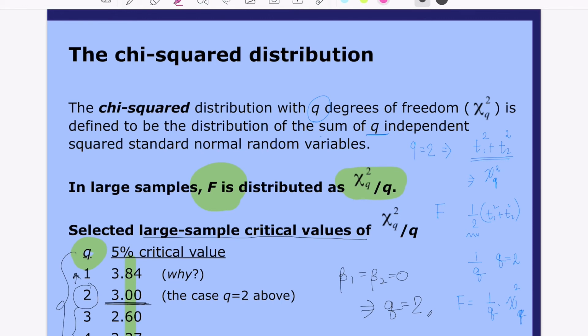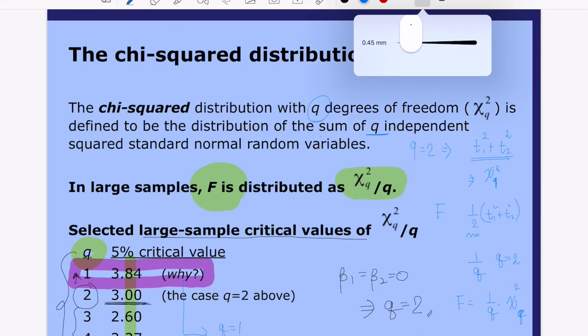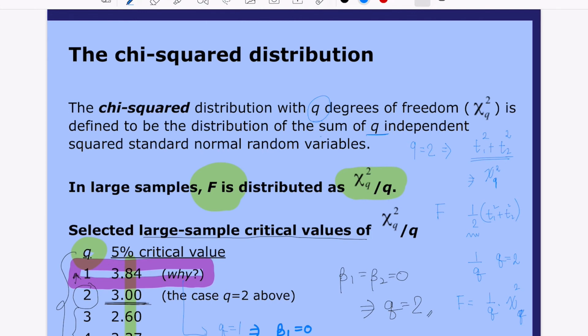And here, one says, oh, why? So what is it asking for? This is Q equals 1. It says if beta 1 equals 0, and under the T statistic, the critical value is only 1.96. But here we're testing the same thing, Q of 1, but with the F statistic we have 3.84. So what does it say? Suggesting it's very hard to reject, right?